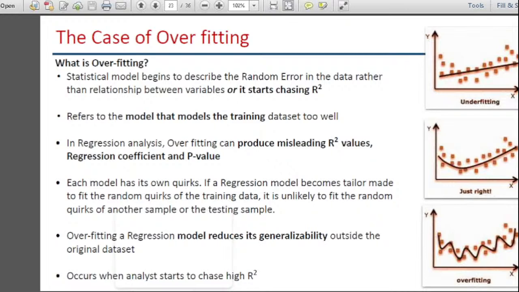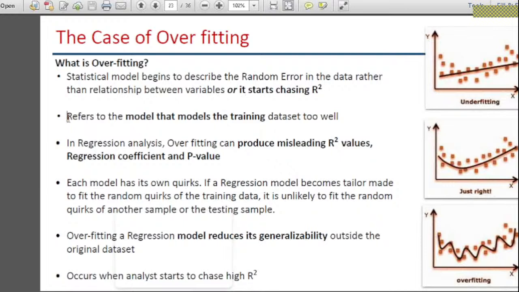Yes, Nisha, right? Is this point clear? Overfitting, what is overfitting? Everyone type O in the chat window if it is clear. Okay, great. Thanks for the response.